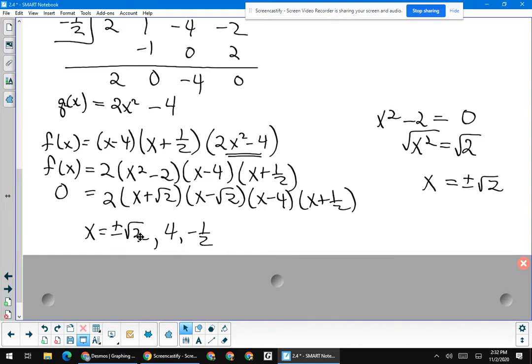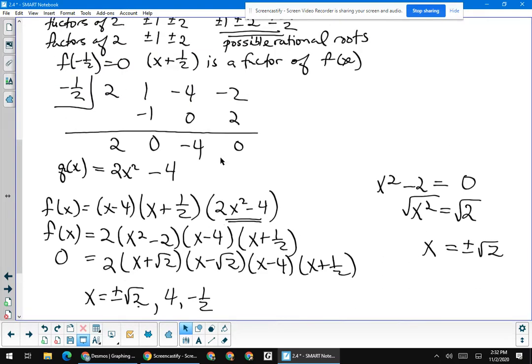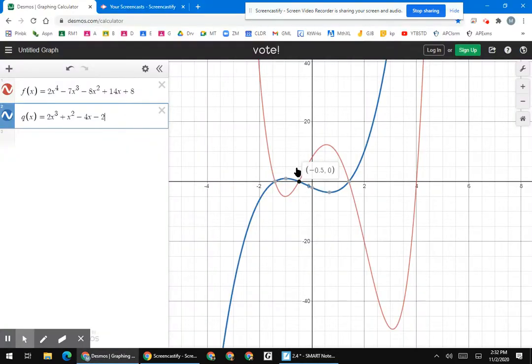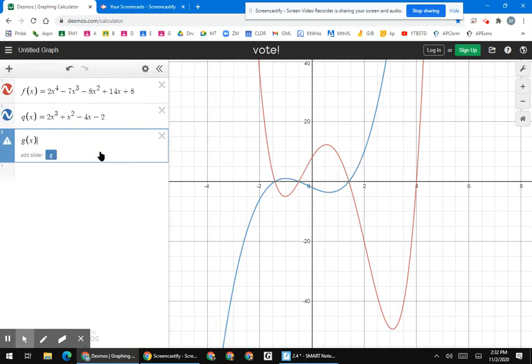And notice this, you would not be able to use the rational roots theorem. You'd have to get it down to a point where you can factor by hand. And that's over here. One other thing I could show you is also that if I take f of x and divide it by x minus 4, notice I also get that.